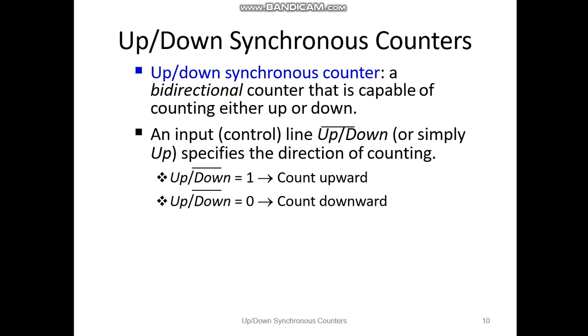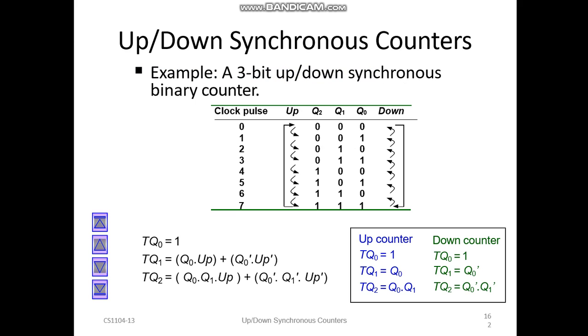Up down counter, using this concept we can make the up down counter also. A bidirectional counter that is capable of counting either up or down. An input line up/down will specify the direction of counting, that is if up/down is 1 it means the count will be upward, if 0 it means the count will be downward. So this is the procedure.